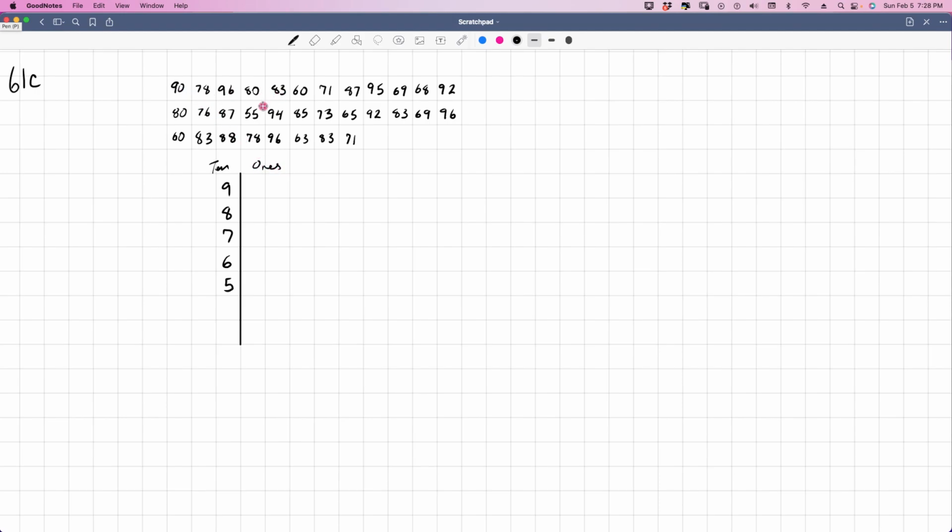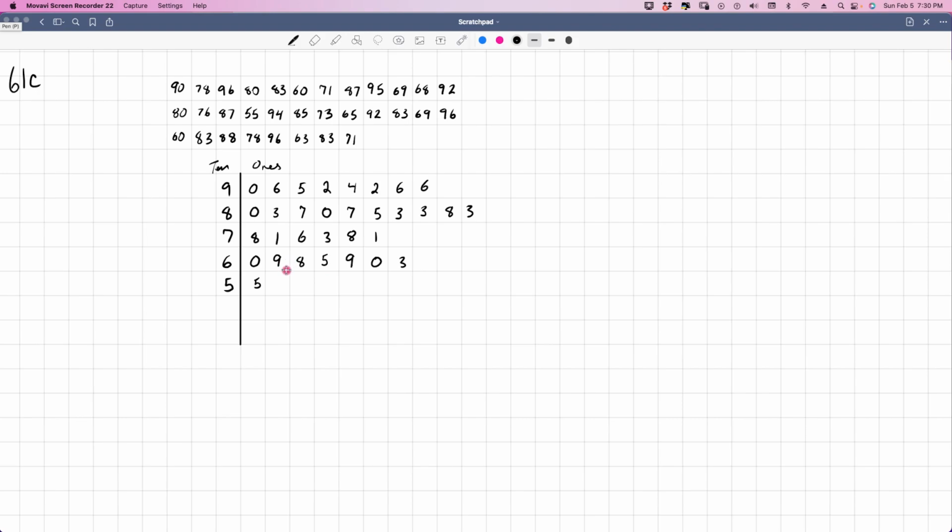The first thing we'll do is go through and look for all the 90s. So I have a 0, a 6, a 5, a 2, a 4. Let's see, I have another 2, another 6, and another 6. And those are all my 90s. I'll go through and do that process for the 80s and the 70s and the 60s and the 50s. So let me do that and then I'll come back.